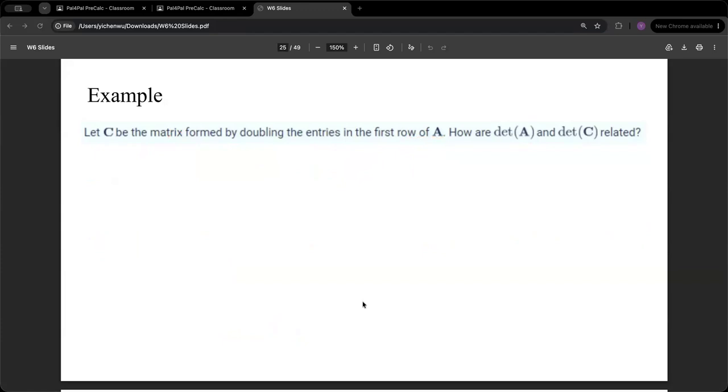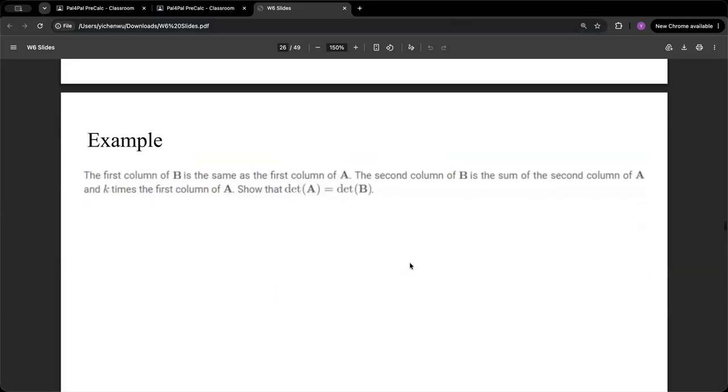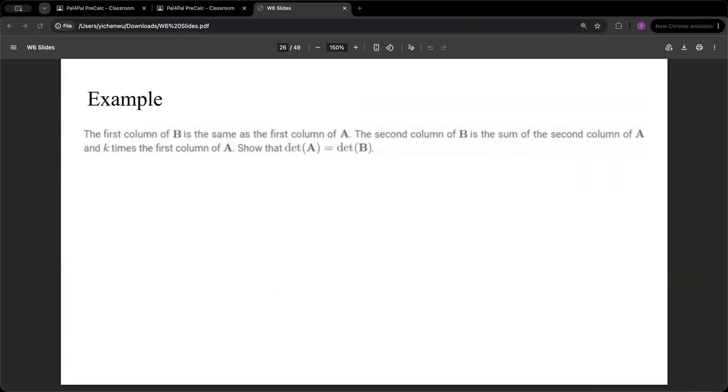Okay, we may move on. Yeah, this example.